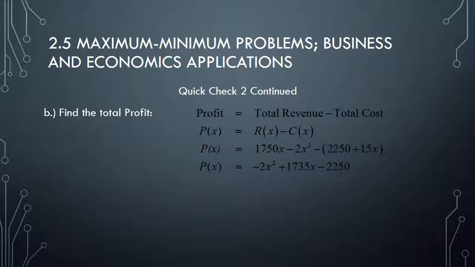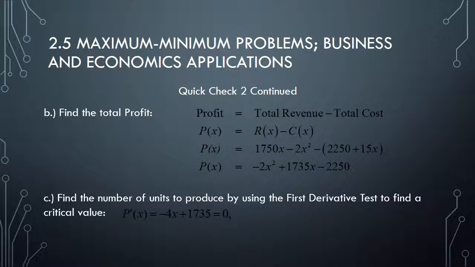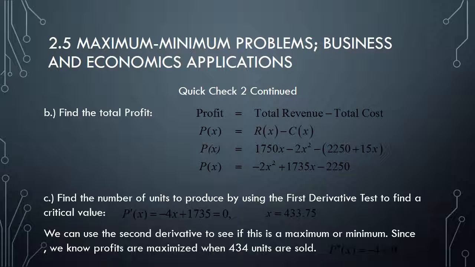And then we find our profit. And then we take the first derivative of profit and set it equal to 0. We get that X is 433.75. And then we test to see if that's a maximum or minimum. I know this is a little dark here, but when we take the second derivative, we get negative 4, which is negative. So that is going to be a maximum.